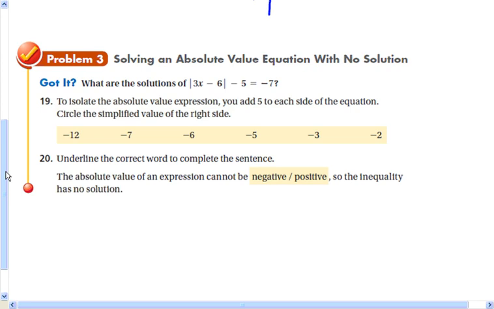Circle the simplified value of the right side of the equation. So if we take negative 7 plus 5, we get negative 2. And I think we're done here solving, because we know that the absolute value of an expression cannot be negative, so the inequality has no solution.